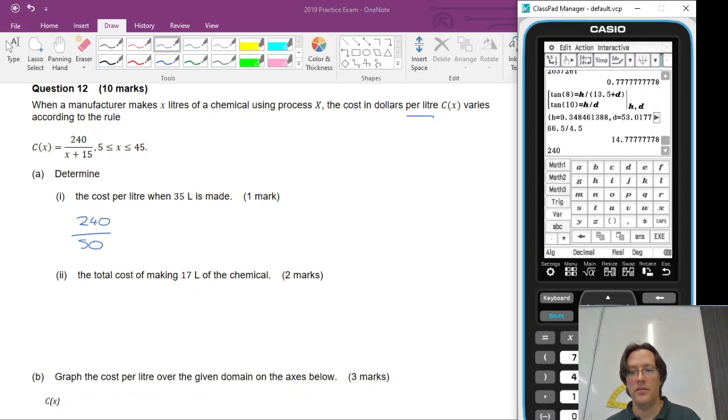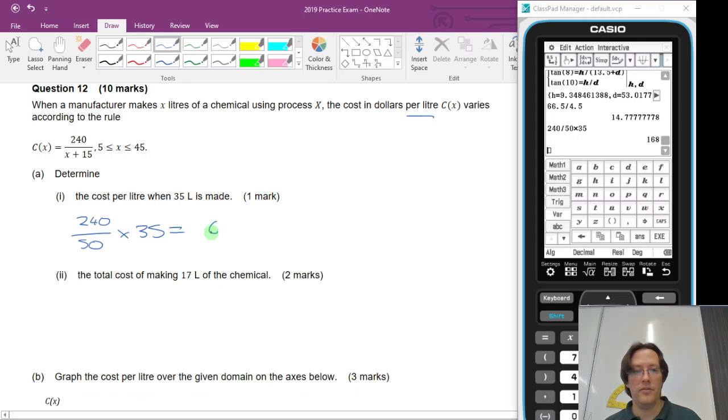240 divided by 50. But we've also made 35 litres, so we've got to multiply it by 35 as well. $168. Oh, sorry, that's not yet. Sorry, I'm getting ahead of myself. It's actually for the next bit, 240 divided by 50. It's $4.80 per litre.